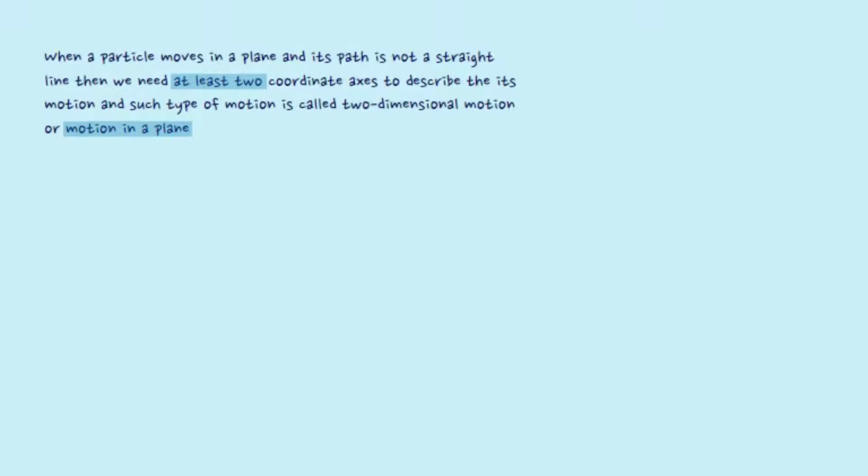When a particle moves in a plane and its path is not a straight line, then we need at least two coordinate axes to describe its motion, and such type of motion is two-dimensional motion or motion in a plane. To study two-dimensional motion, we need to know about various quantities. Let us start with the position vector.